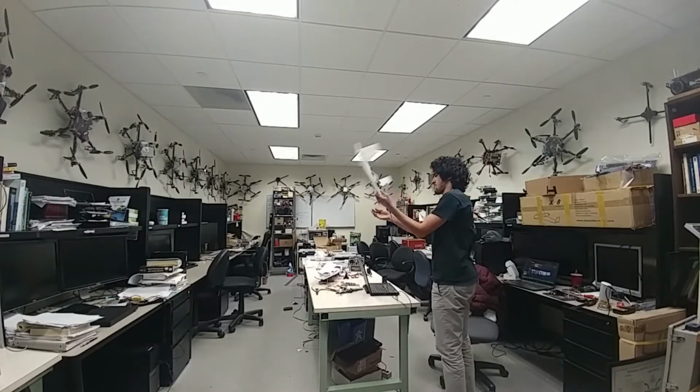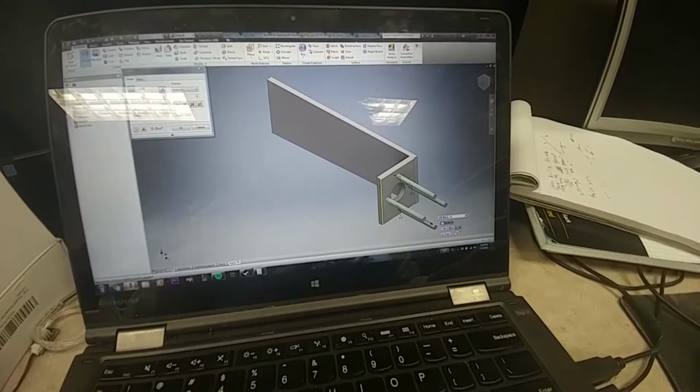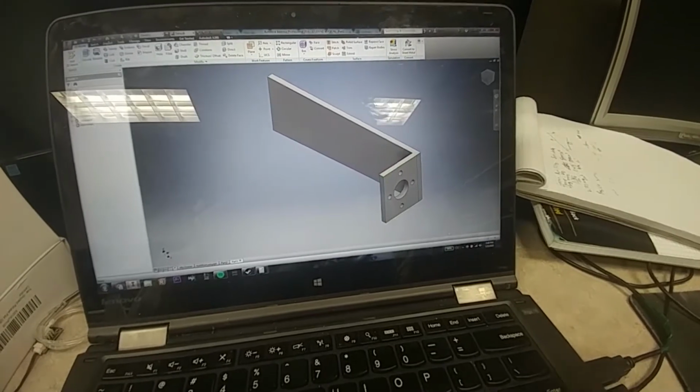And the main reason that I converted the smaller aircraft into a VTOL was so that I could get experience before I did irreparable damage to the Skywalker.